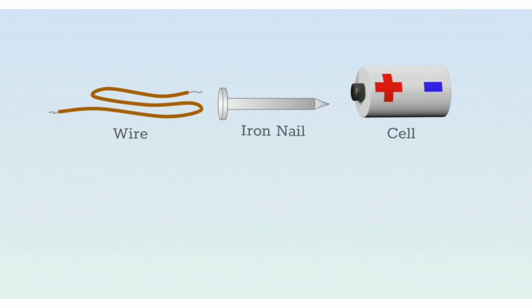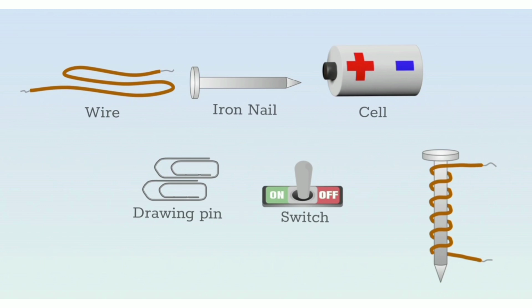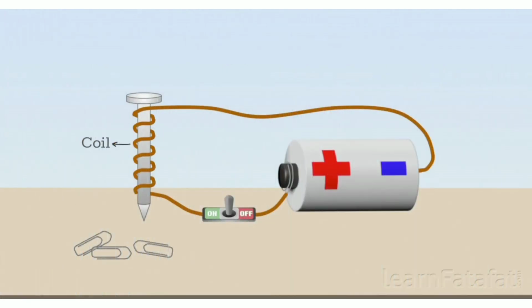Take an insulated wire of about 18 cm long, an iron nail, a cell, drawing pins and a switch. Wind the insulated wire around the iron nail tightly, forming a coil. Make a circuit as shown and connect the free ends of the wire to the circuit through the switch. Put some pins near the nail.